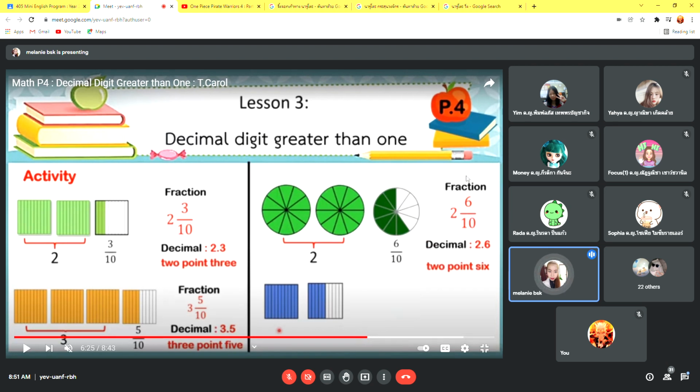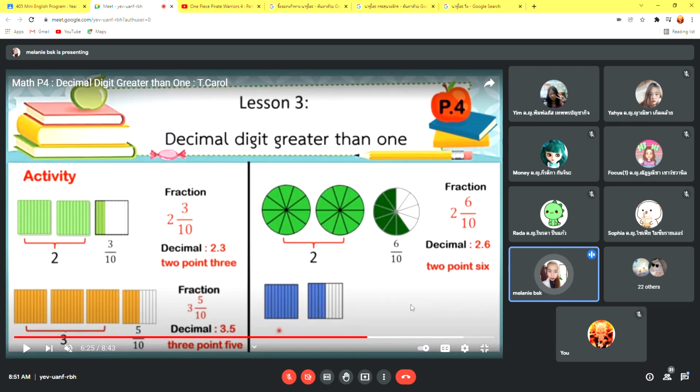Okay, for the next example, you can see this one. There are 2 squares. One is shaded, all the parts were shaded, and the other one, only some parts were shaded. Okay, so how many parts for the second one? 1, 2, 3, 4, and 5. So we have 5 shaded parts for the second square.